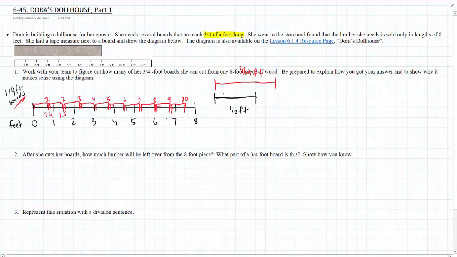So I need to figure out what it's asking us. Okay, how much more can I cut from this? Well, what I could do is say, okay, that piece of wood, the half foot, goes from here to here.